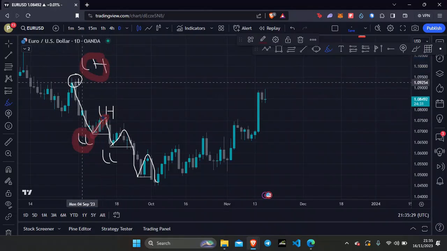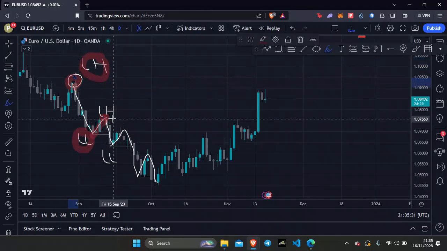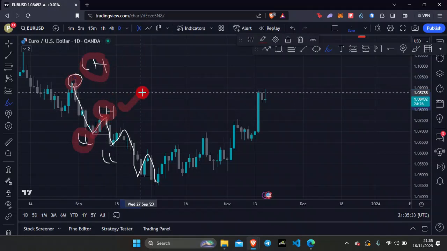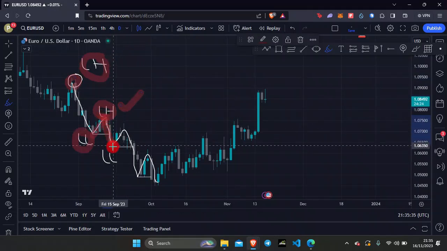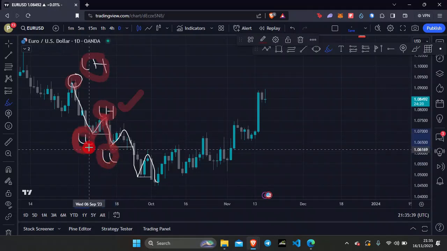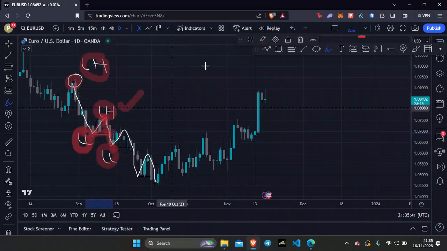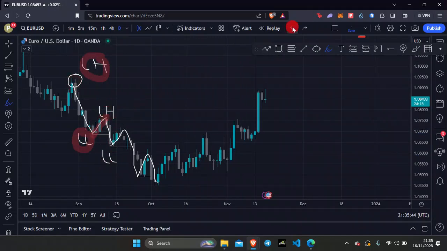So as you can see, this was never higher than this. Therefore, this is now a valid lower high. Now, this breaks structure to the downside, giving us a new lower low, which is lower than the previous lower low right here, which means, again, that is a valid lower low, right?